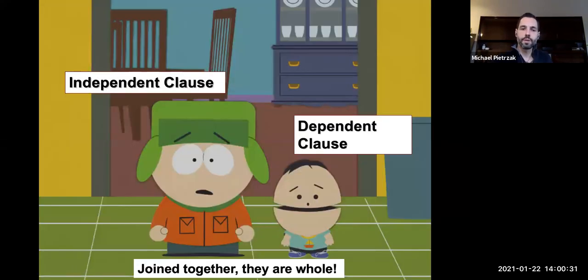Here's another little South Park memory technique to remember: independent clause and dependent clause. They're better together, okay? They're whole together.